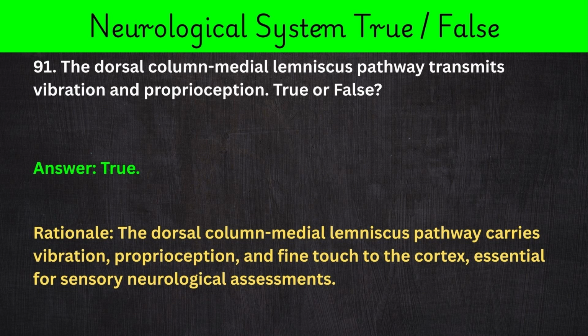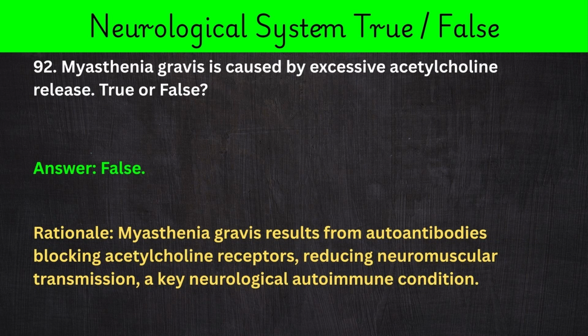Rationale: the dorsal column-medial lemniscus pathway carries vibration, proprioception, and fine touch to the cortex, essential for sensory neurological assessments. 92. Myasthenia gravis is caused by excessive acetylcholine release. True or false? Answer: false.